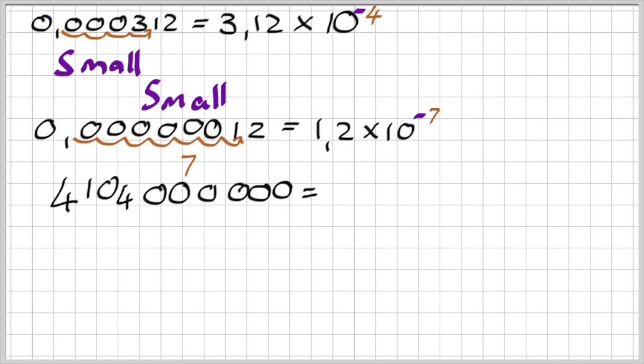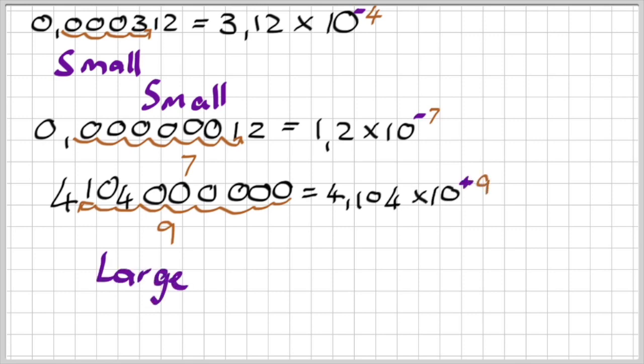You've got this, guys. You've got it. Let's try the last one. 4,104, and I move the comma 9 times. But is it a small number or a big number? It is a large number. So I'm going to say 10 to the power of positive 9.